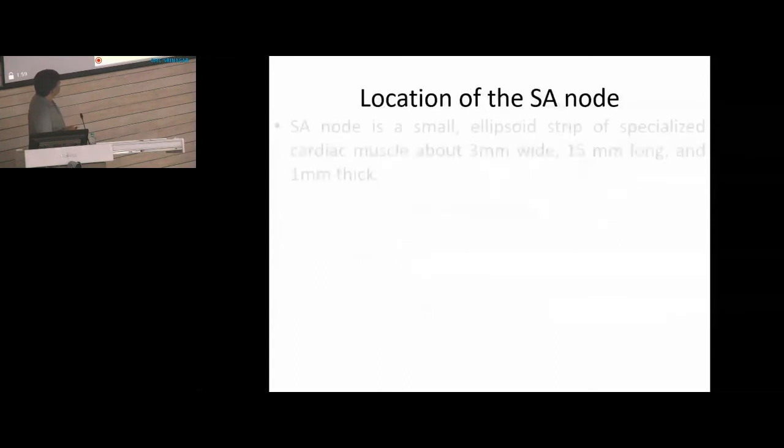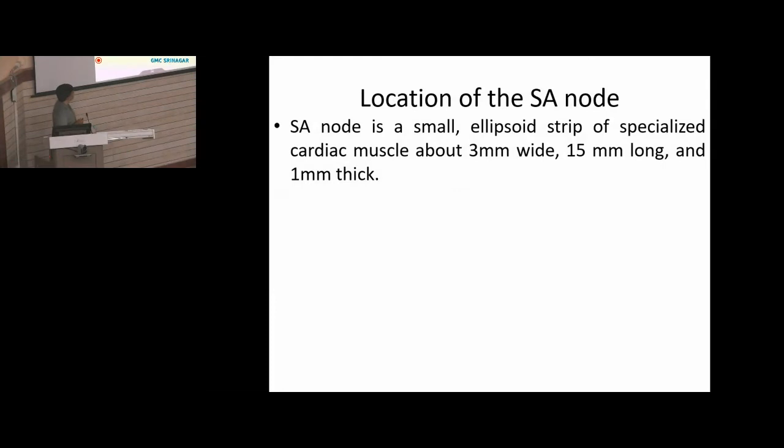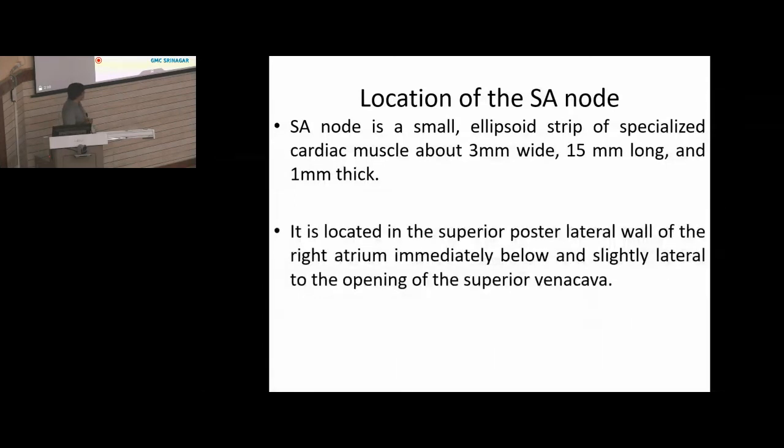Okay, location: SA node is a small ellipsoid strip of specialized cardiac muscle about 3 millimeter wide, 15 millimeter long, and 1 millimeter thick. And where is it located? It is located in the superior posterolateral wall of the right atrium, immediately below and slightly lateral to the opening of the superior vena cava. So the location is near the opening of the superior vena cava, obviously in the right atrium.